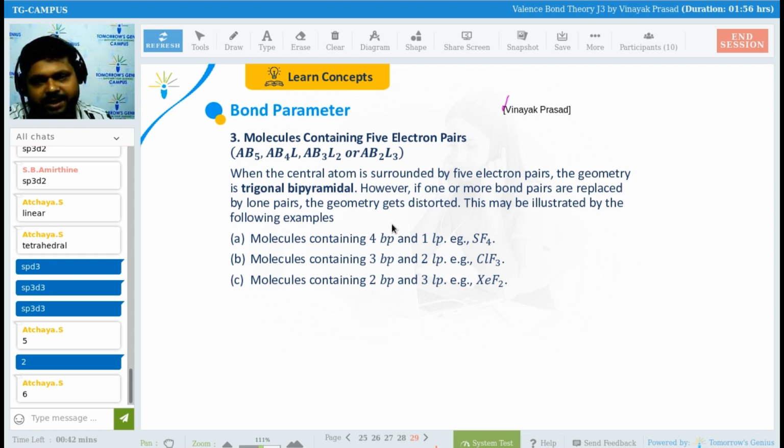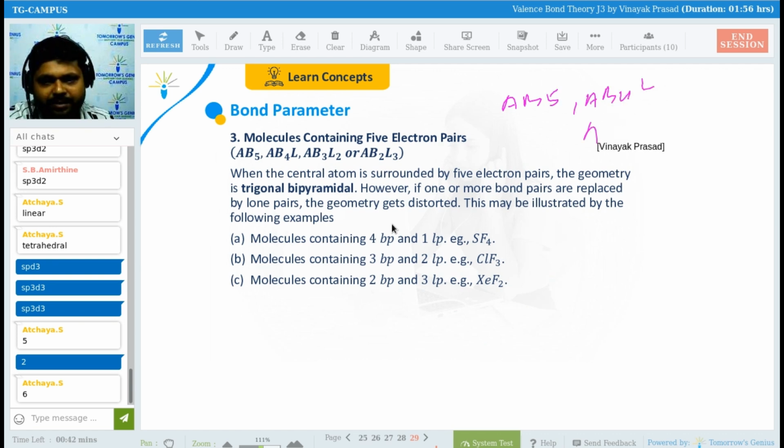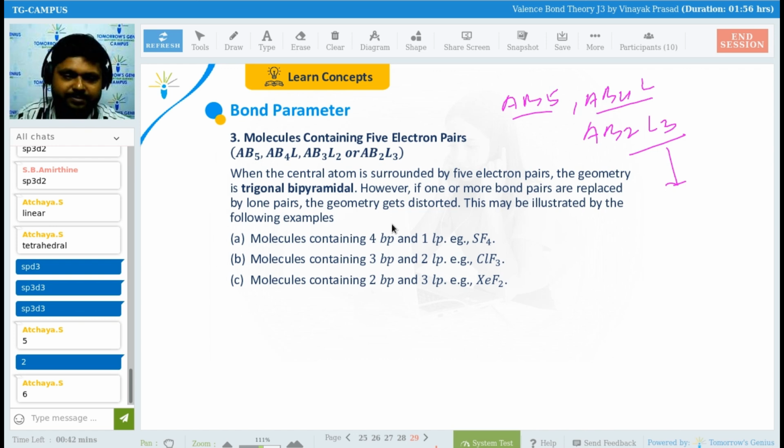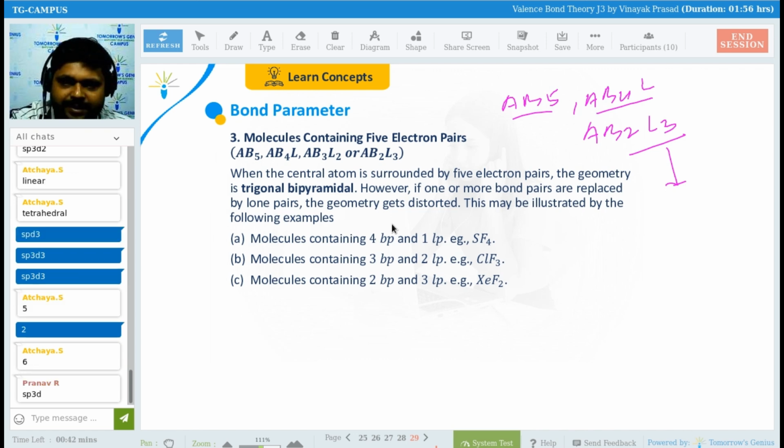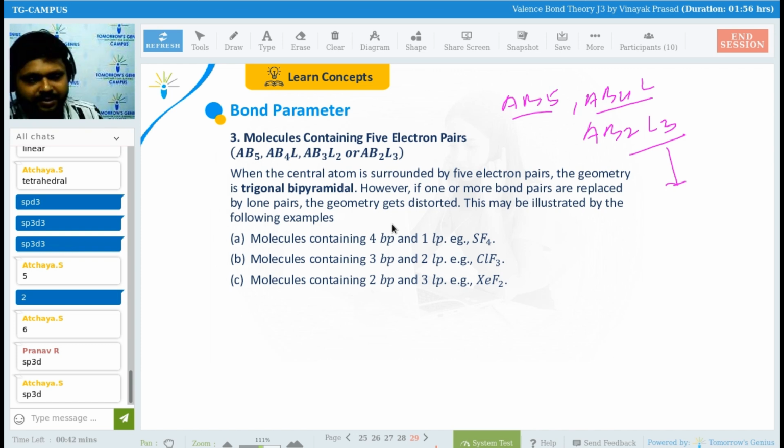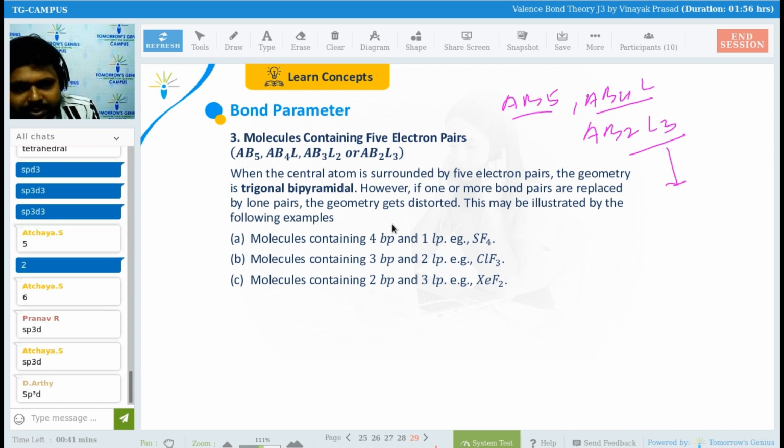Now, in this case, if there is AB5 type, or AB4L, or AB2L3. Getting my point, everyone? AB4L, AB2L3, or AB5. What will the hybridization be here? Guys, please tell me. Can anyone tell me the hybridization here? Please write the hybridization in the chat section. sp3d, very good answer is coming. Atashaya, Pranav and Anil Dev are giving the answer for this.